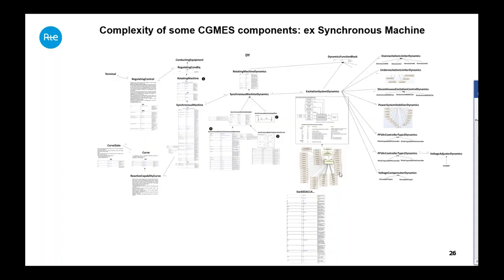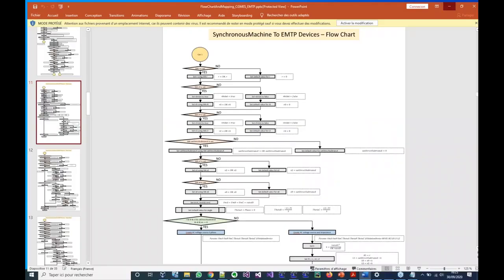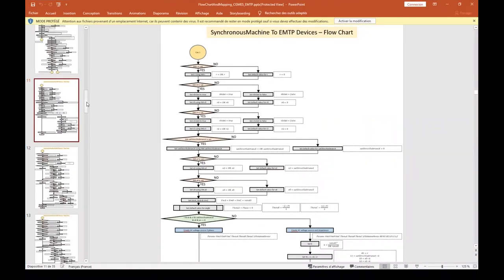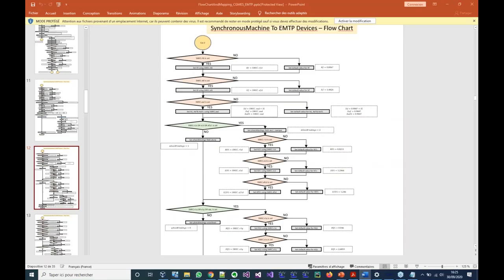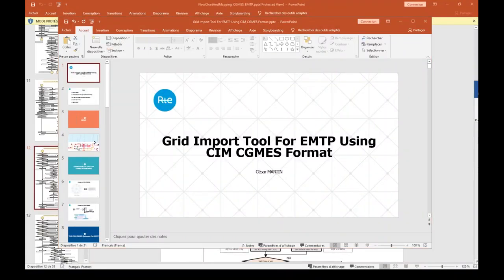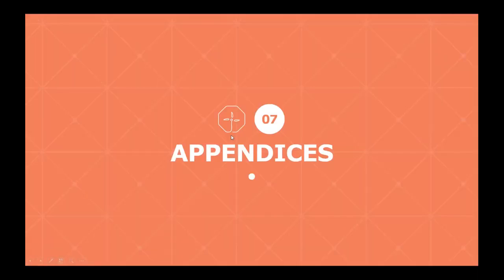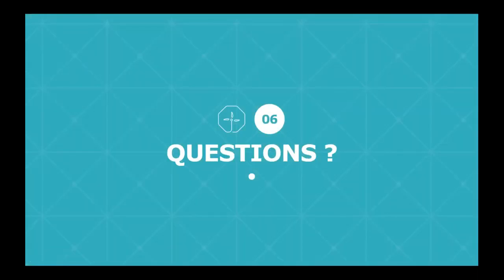So the mapping of synchronous machine, for example, is very complex. And if we look at the flow chart here, at how we map synchronous machine, we can see it's very complex. There are different cases. We have to look at different properties, different objects. So yes, this shows how CIM can be complex for some objects. Okay, so I think it's done. Do not hesitate if you have any questions on this presentation.